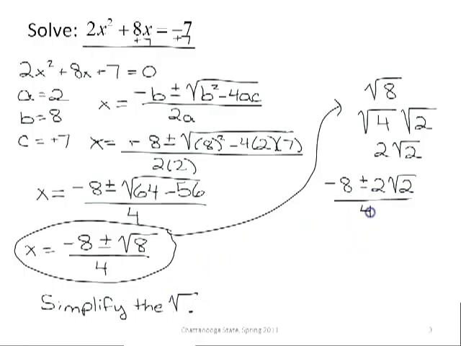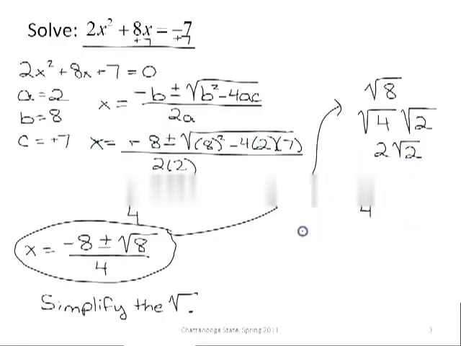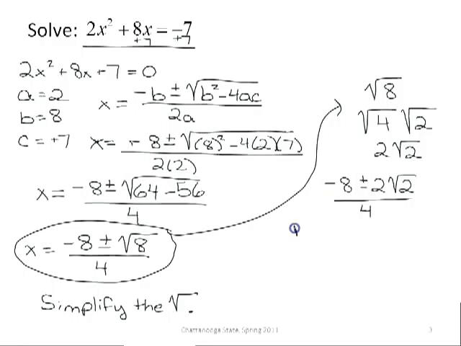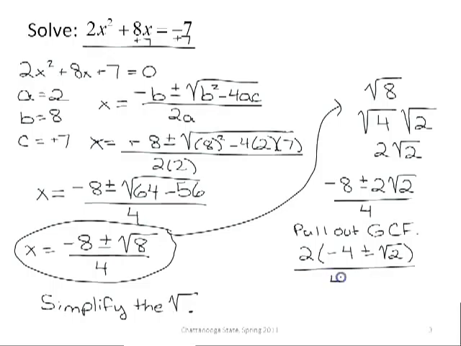Now, I've simplified the radical, but now I need to simplify the fraction. I have a common factor in the numerator. So I'm going to pull out my greatest common factor. My greatest common factor in the numerator means the greatest common factor for -8 and 2. So that's going to be a 2. That would leave me with a -4 plus or minus the square root of 2 over 4.